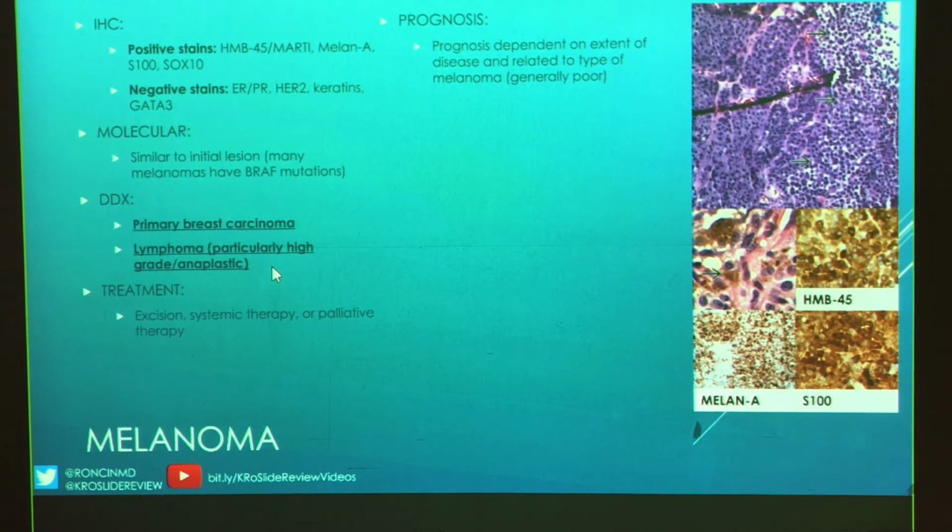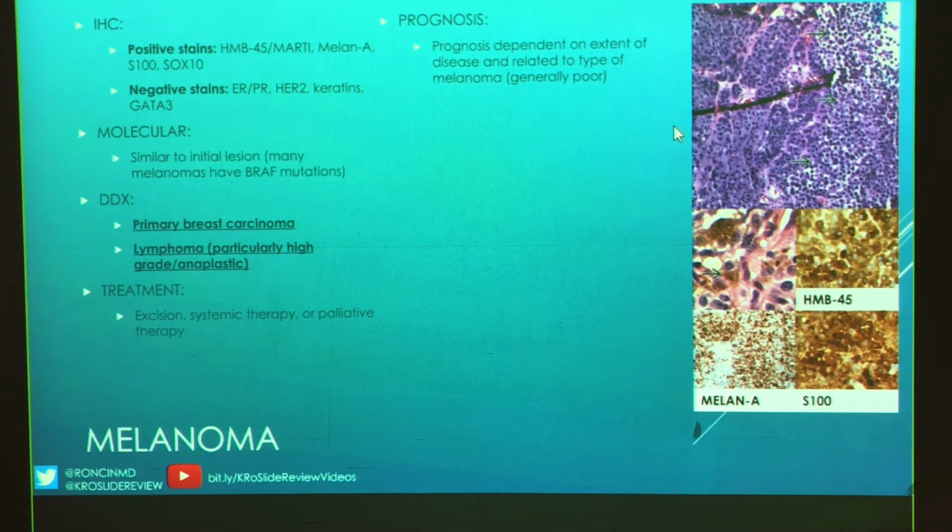And treatment, so they might excise it, they could do systemic therapy, they may do palliative therapy. If the patient has a breast lesion that is metastatic melanoma, but they have lesions all over their brain and their lungs, then that would be when they might just do palliative therapy or palliative systemic therapy.